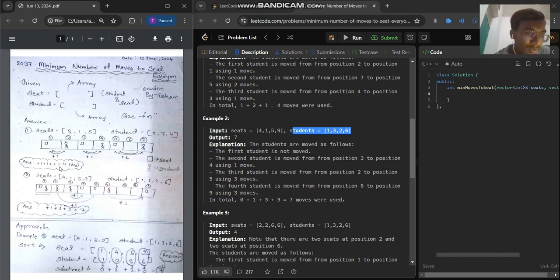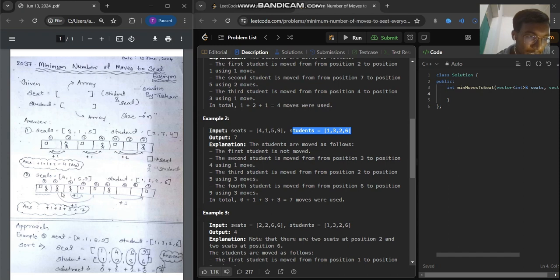Now, what we have to do is move the students in such a way that they do the minimum movement to reach their required seat. This first student is already sitting on this seat, so there is no need to move this person. So we'll just strike it off, as it is not required. We'll not bother about the first person.